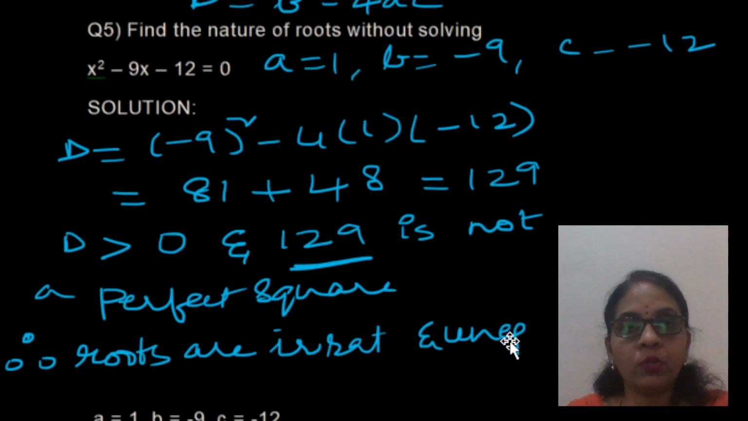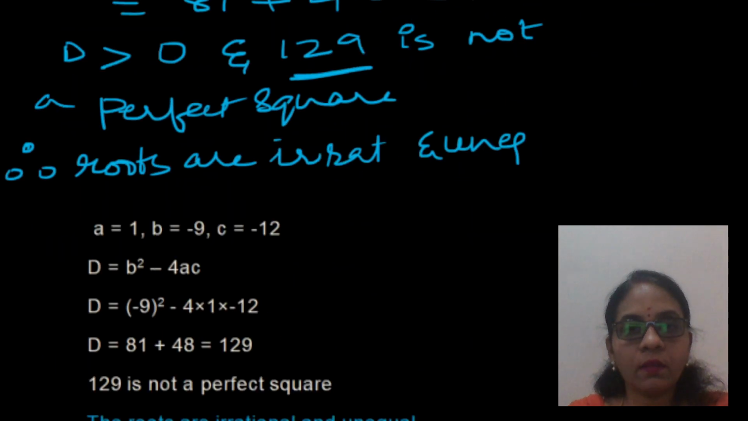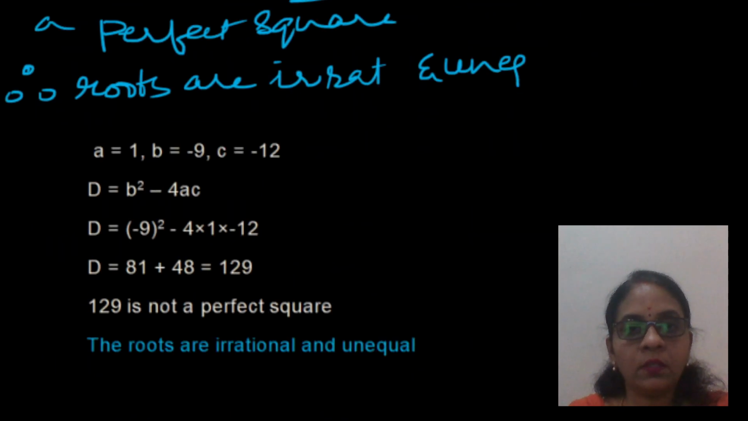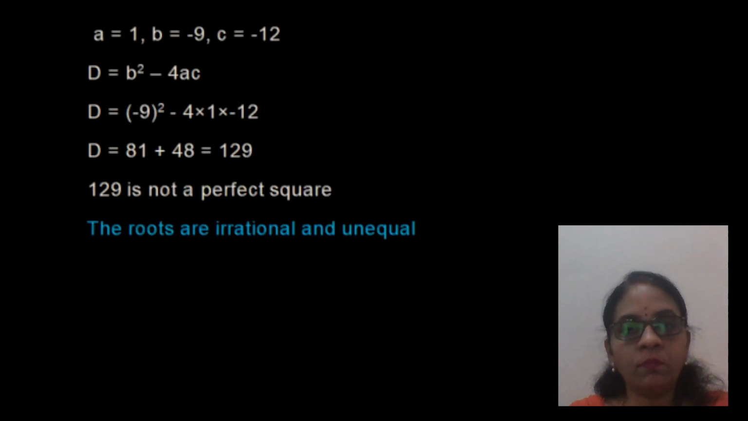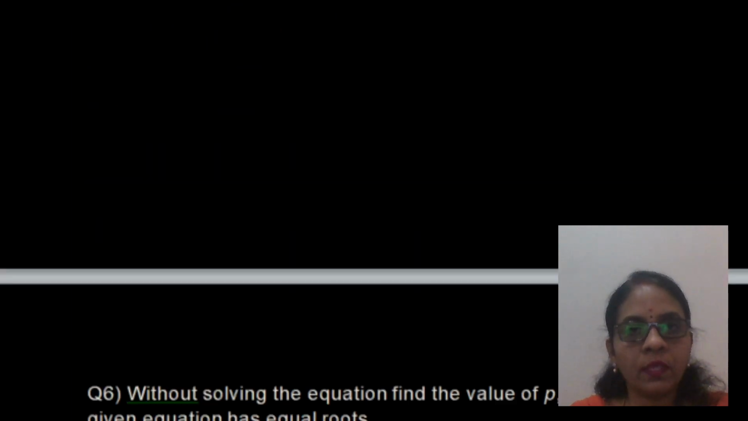Let's see the solution. So this is the solution, 129. Therefore, the roots are irrational and unequal. Moving on to the next sum.